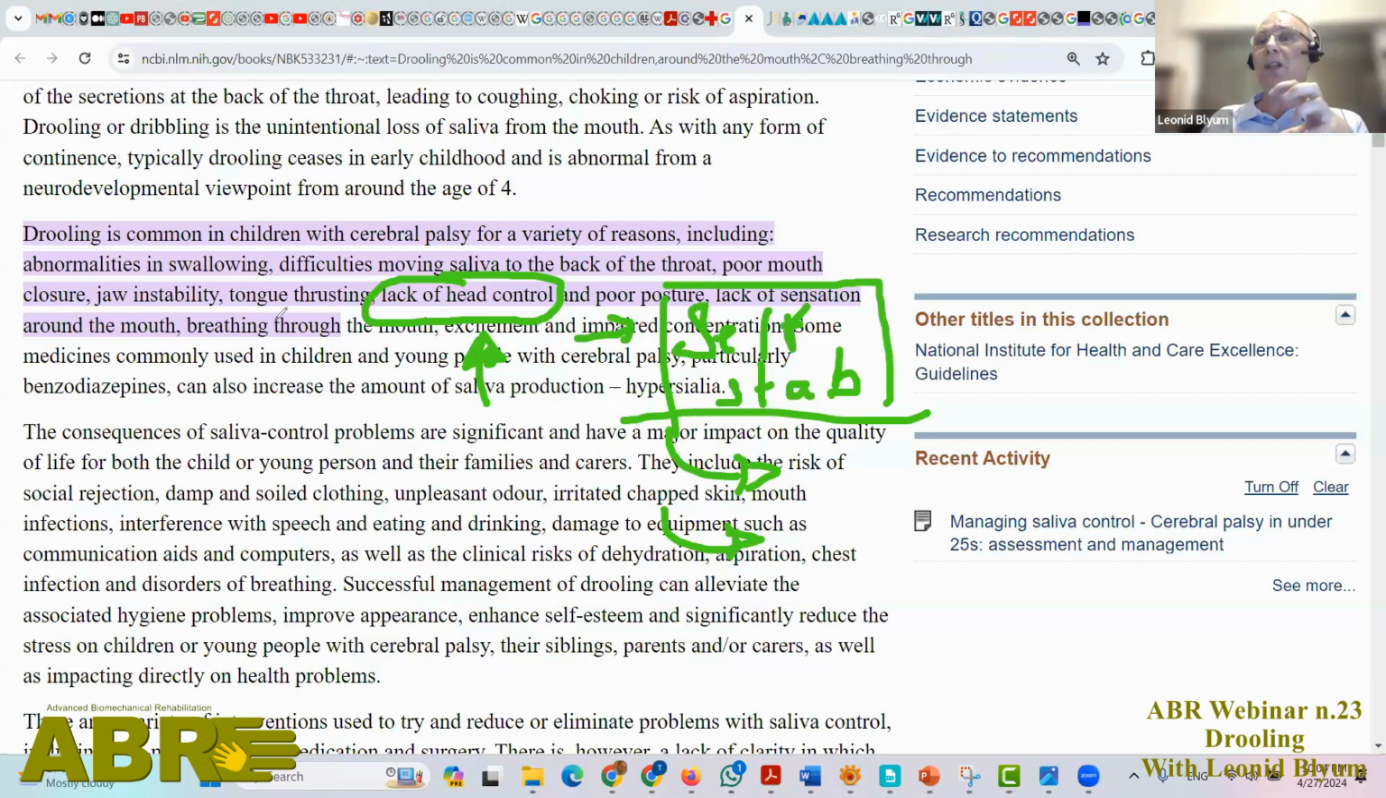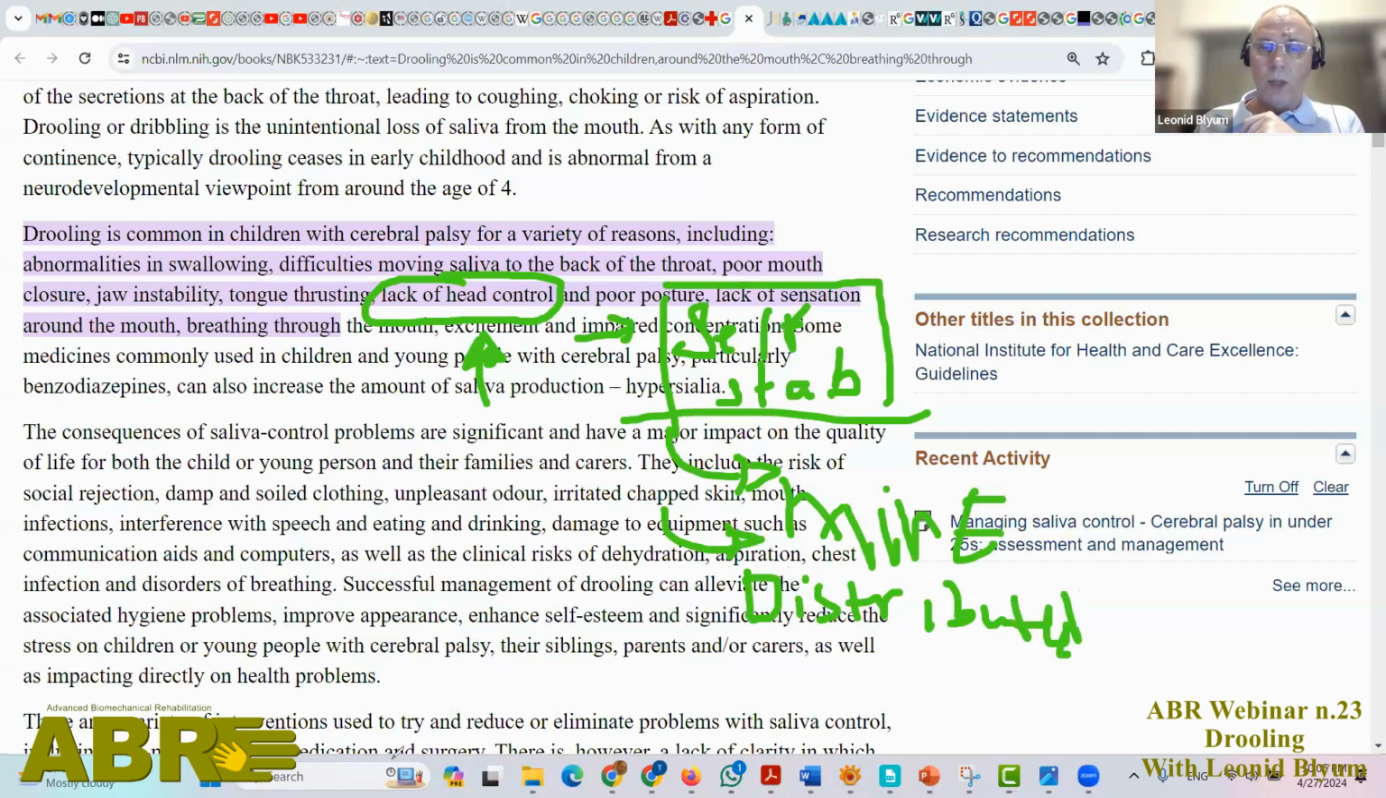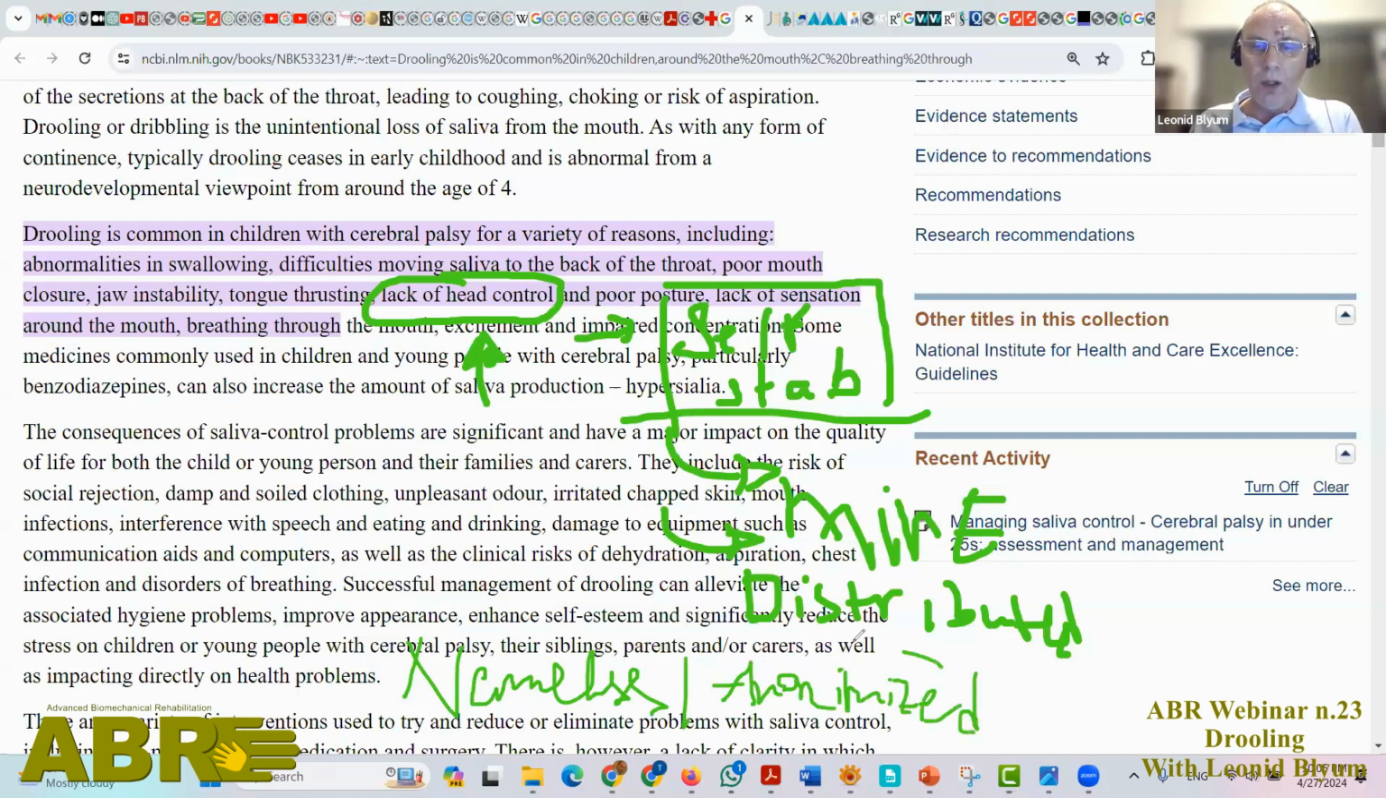So head control is a distributed self-stabilization, which at the same time is costing minimal energy, and which is being distributed, if you wish, in a nameless way. If we put it in a nice way, it kind of gets anonymized. So you cannot say who is responsible for the exact distribution.